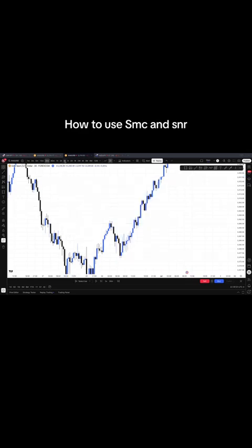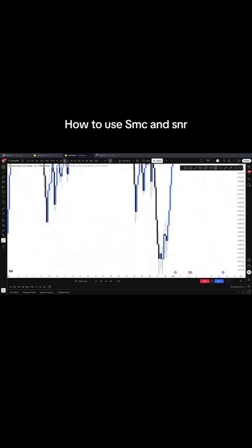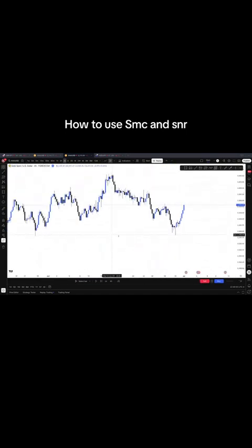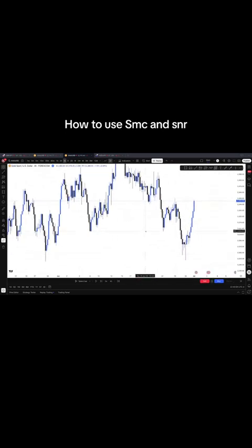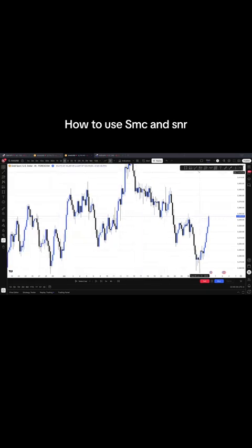So first things first, we had to get the general bias of the market. In this particular case, I used the 4 hours time frame for my bias, and on the 4 hours time frame I saw consecutive bullish breakout structures. I had one over here, I had another breakout structure at this level.